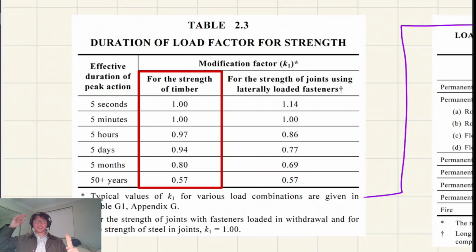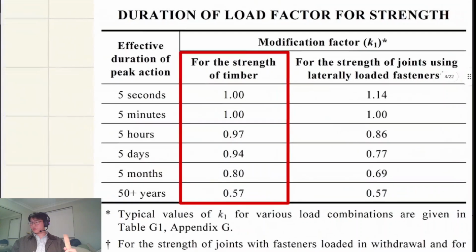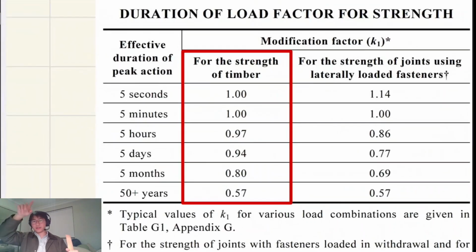Anyway, if you look at the 2 columns on the left, you can see that the timber's at full strength, 100%, at 5 minutes, and then when it gets to 5 hours, it loses 3% of its strength, right? So it becomes 0.997. After 5 days, it loses 6% of its strength. After 5 months, it loses 20%. And after 50 years, it loses 43% of its strength. So that's really significant, right?